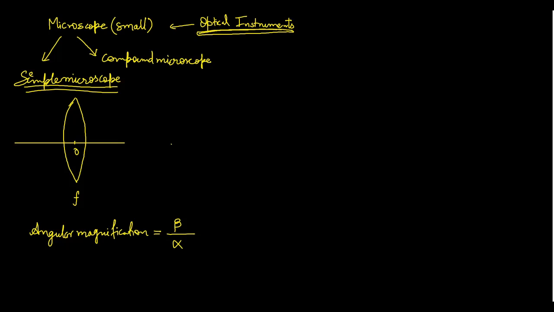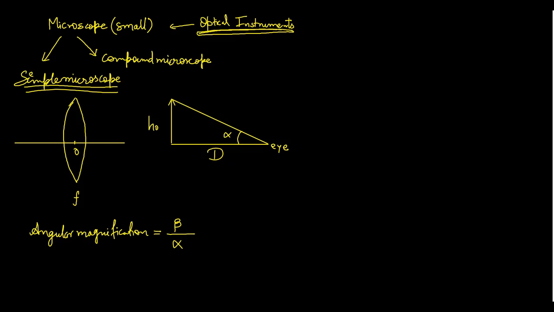Now, what is the meaning of this part? See, suppose you are observing an object. Let's say this is an object having height h naught, and its distance from the eye, that is the least distance of clear vision, which is how much? 25 centimeter. At this time, the angle subtended by the object at the eye is alpha.